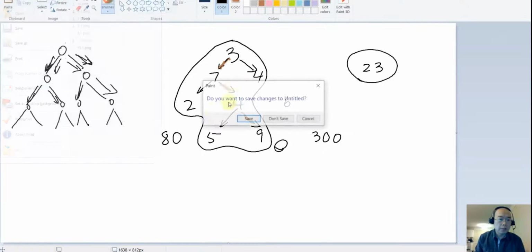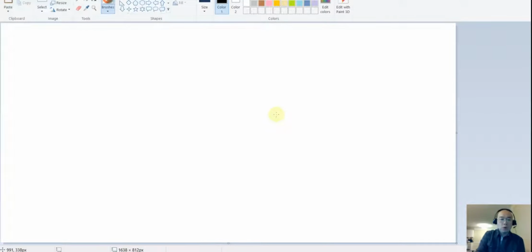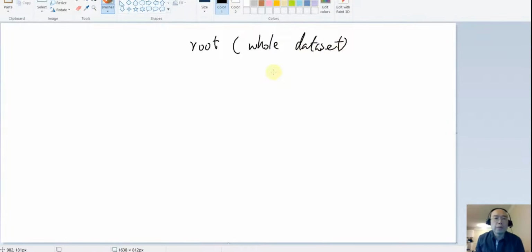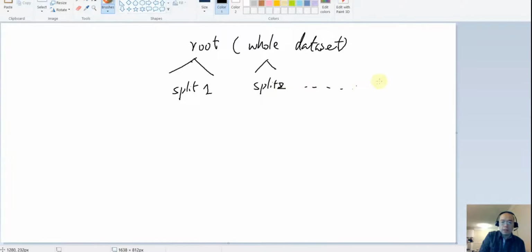Let me create a new drawing canvas. So we start from the root. This root should be the whole dataset. Okay, and then what do we do? We try all the possible splits, right? From the root, we can have split 1, we can have split 2, and so on. We can have a total of n splits.